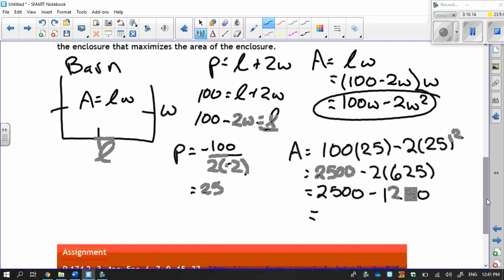We should also be able to find out really easily what the width should be. All we would have to do is go area is equal to length times width: 1,250 is equal to 25 times L, or sorry, W, divided by 25. Or sorry, that should be L. And then that gives us 50.